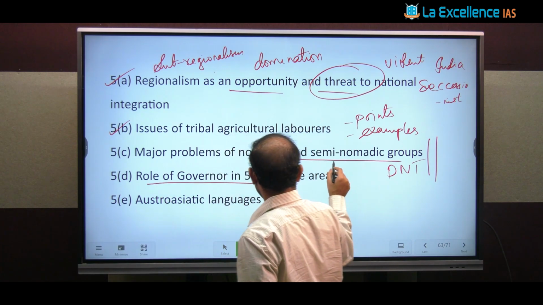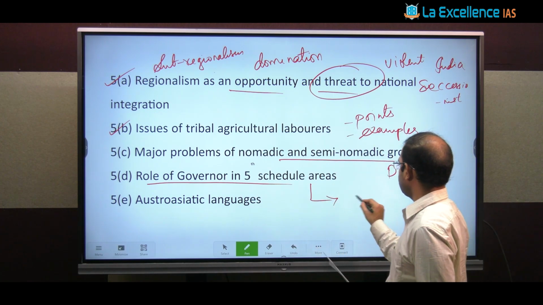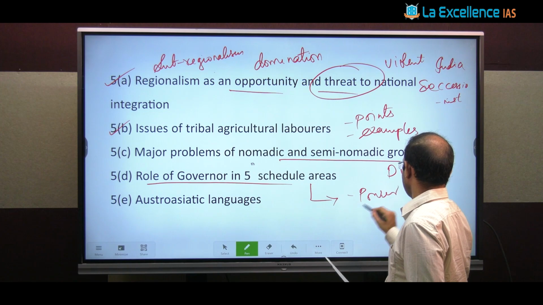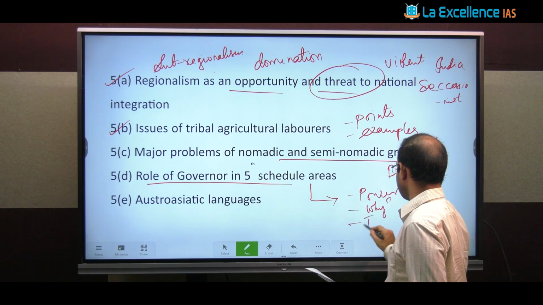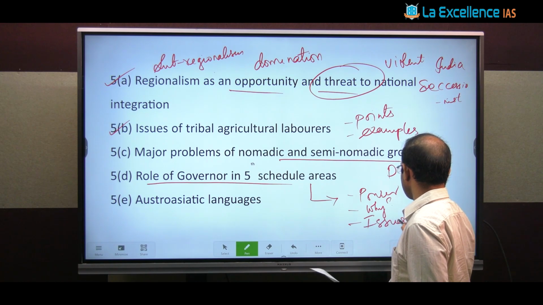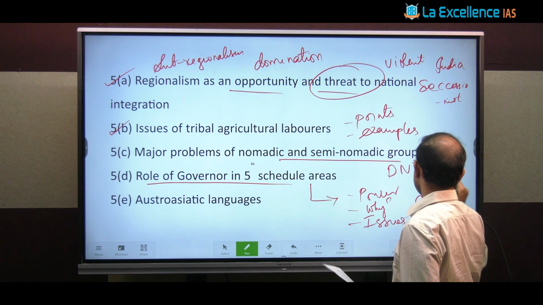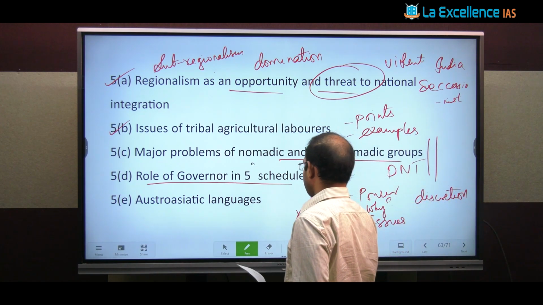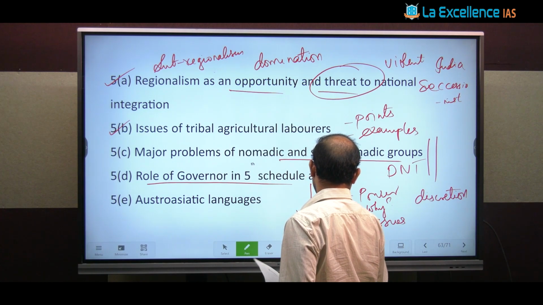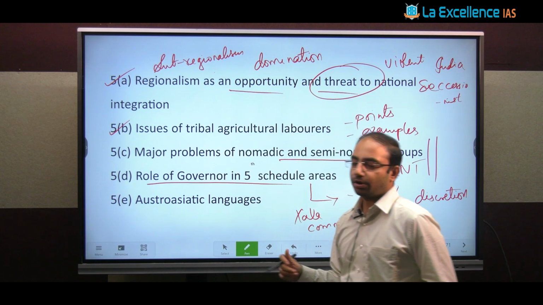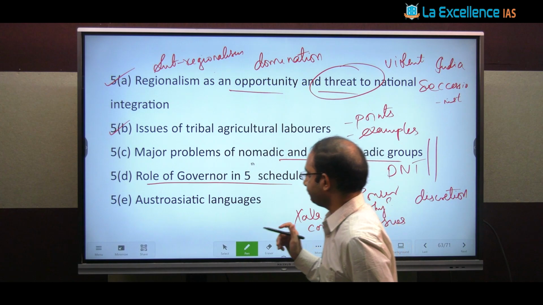Then role of governor in 5th schedule areas. This is very controversial. So just talk about what are the powers given to governor, the reasons for giving this special power, and then the issues. One issue is whether the governor should exercise his powers in discretion or should he go with the recommendations of the assembly. And here talk about what the Kaka committee had said on the working of the institution of governor. Here talk about governor's discretion, governor's report, and TAC and interface with governor as well.